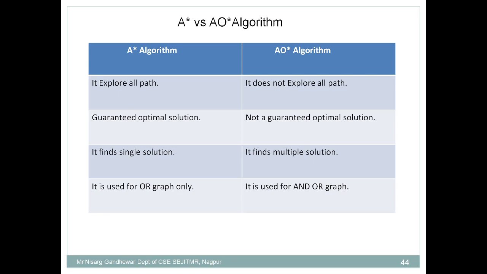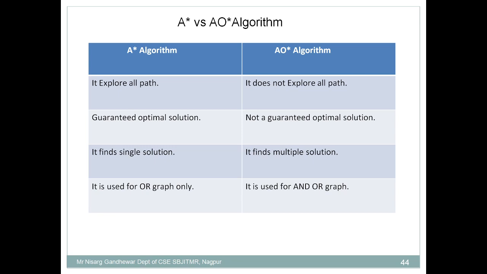In case of A star algorithm, there is a guarantee of an optimal solution, but in case of AO star algorithm, there is no specific guarantee of an optimal solution. A star algorithm finds a single optimal solution, whereas AO star algorithm finds multiple solutions. A star algorithm is used for only OR graphs, whereas AO star algorithm can be used for AND OR graphs. Okay, so these are some similarities and differences between A star and AO star algorithm.